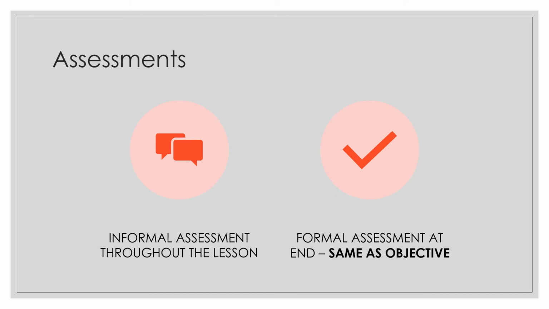You can't wait until the end to find out that they didn't understand what you did at the beginning. So mostly you'll describe just how you're going to observe and what you're going to look for. You could use a checklist or ask them some questions, but this is going to be informal and it's got to be throughout the lesson. Your formal assessment is at the end of the lesson. That will be during your independent practice, and it's exactly the same as your objective. So if you go back and look at those objectives, they tell me exactly what I need to use for my formal assessment.